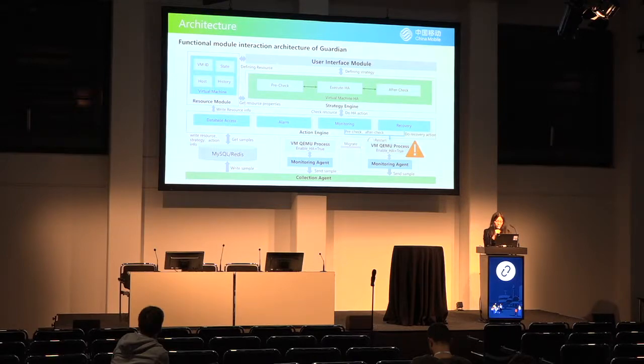it will use the action engine to do the recovery actions, such as restarting the VM qemu process. If restarting the VM fails, it will migrate the VM to another compute node. And after that, the strategy engine will do some after-check actions to check if the VM has become normal. It's a typical case about VM HA in Guardian.